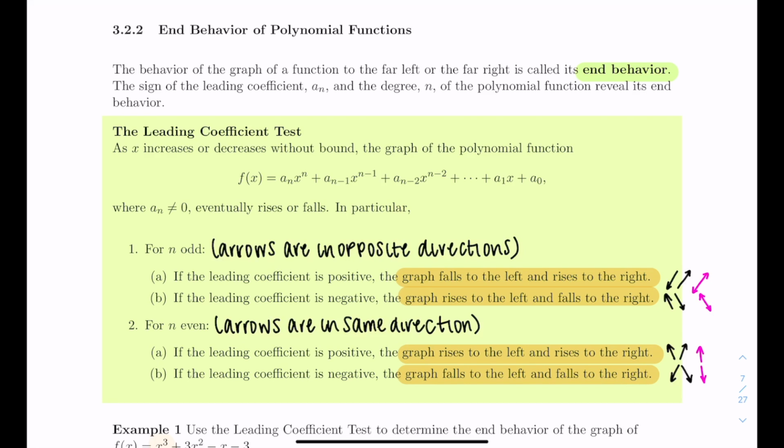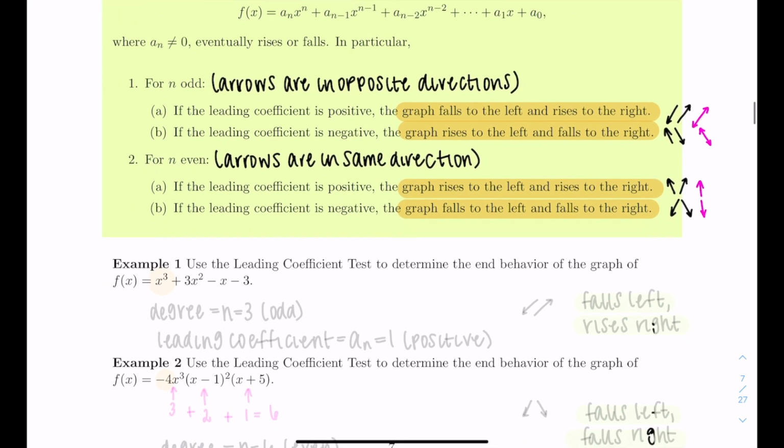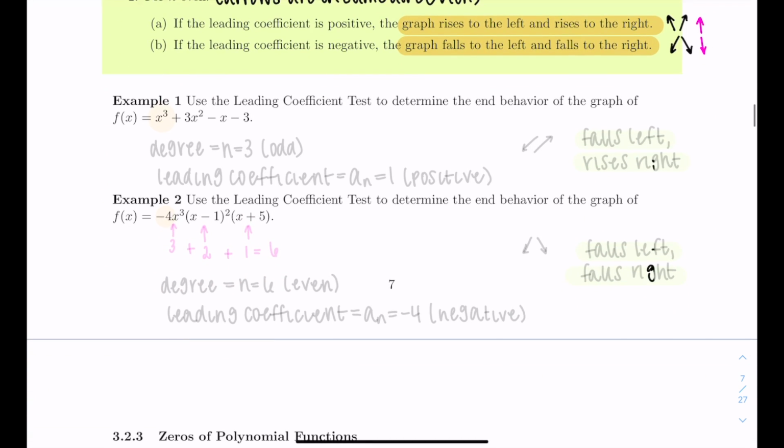So for example number 1, we're going to use this test to determine the end behavior of the graph of x cubed plus 3x squared minus x minus 3. The only thing we care about in this function is x cubed. And so the degree of my function, which we usually denote as n, is 3, which is odd. So that means that the arrows are going to be going in opposite directions.